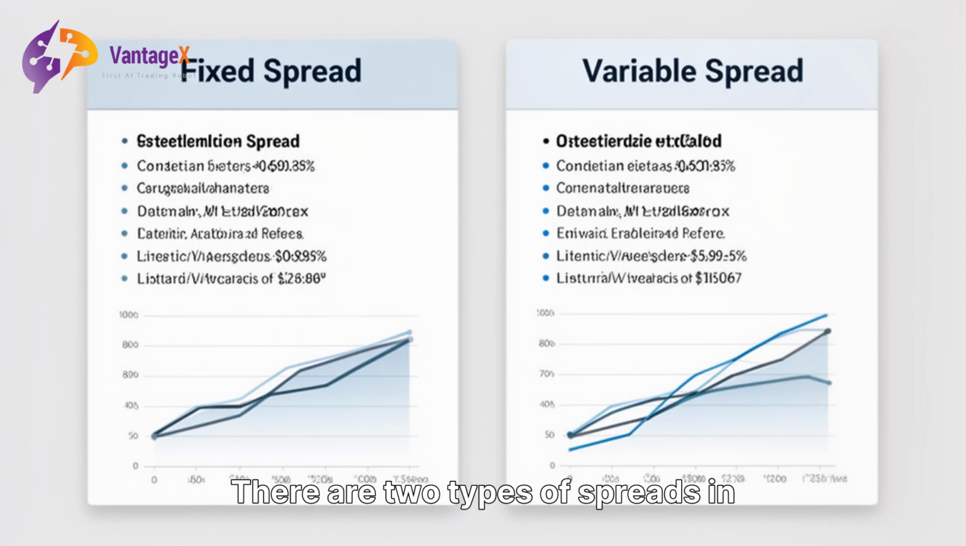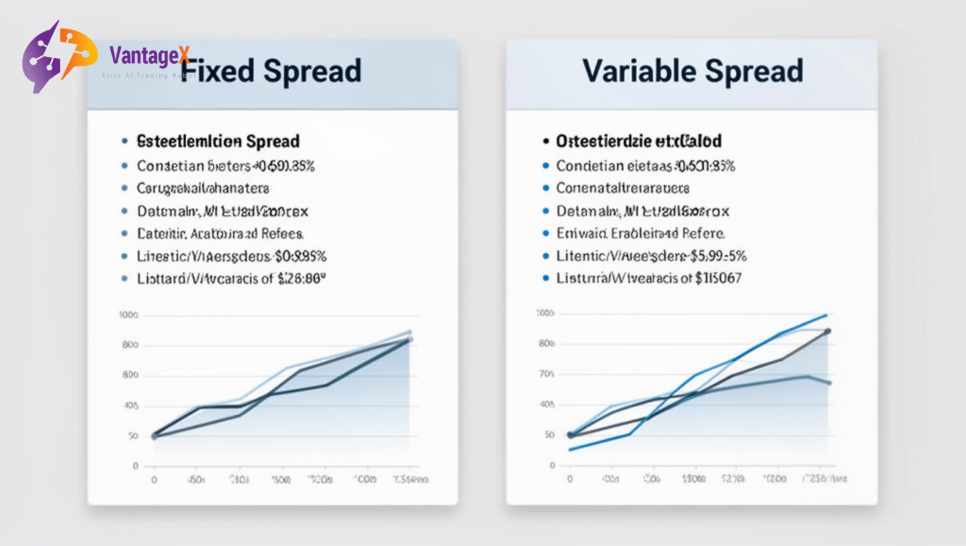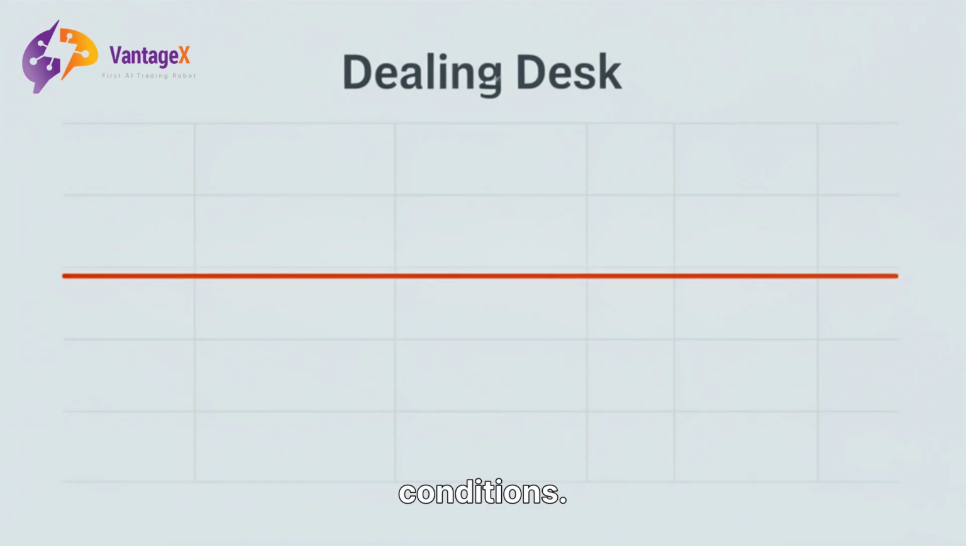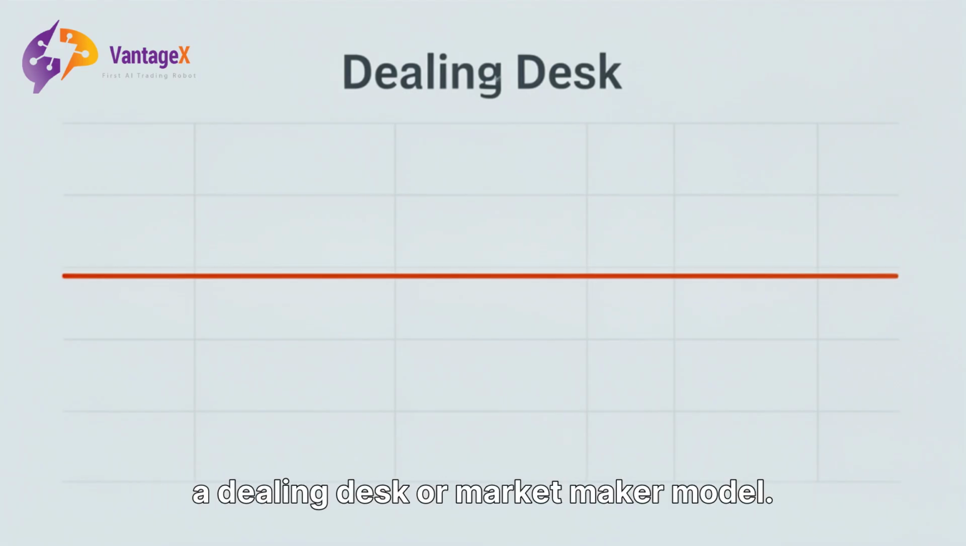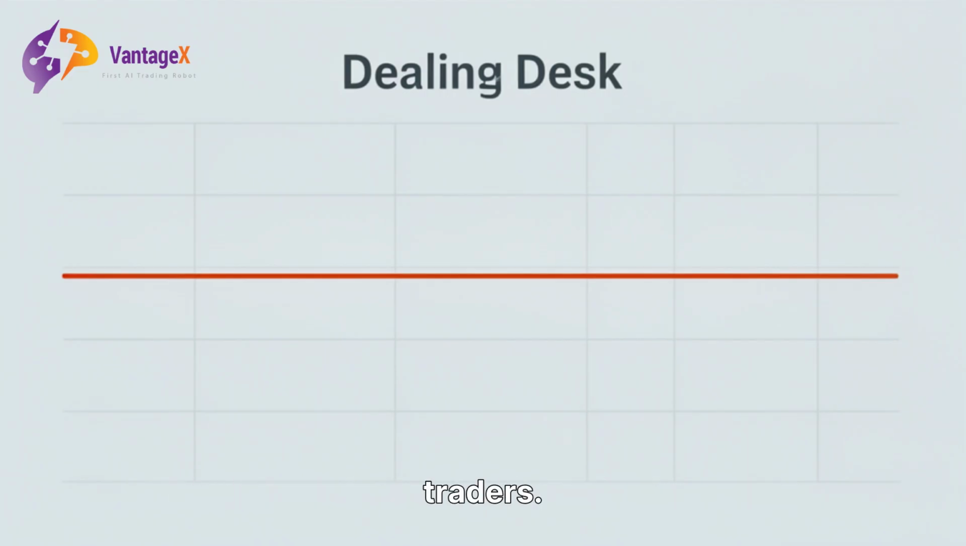There are 2 types of spreads in Forex trading: fixed spreads and variable spreads, also called floating spreads. The type of spread depends on how the broker operates. Fixed spreads remain constant regardless of market conditions. They are typically offered by brokers operating a dealing desk or market maker model. These brokers control the prices shown to traders.